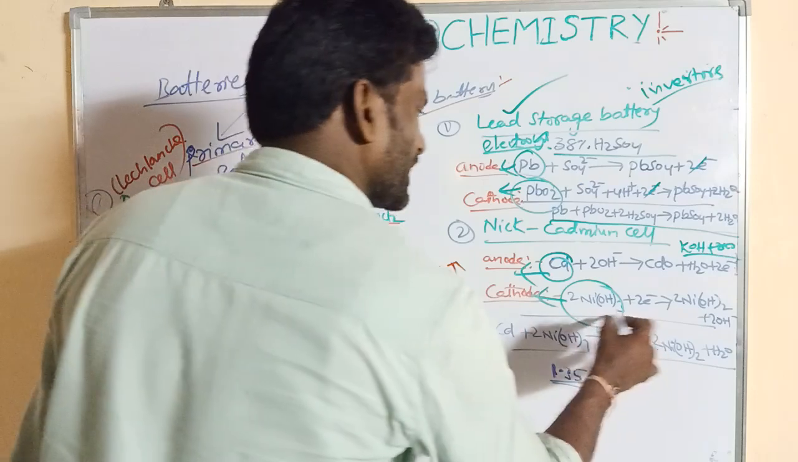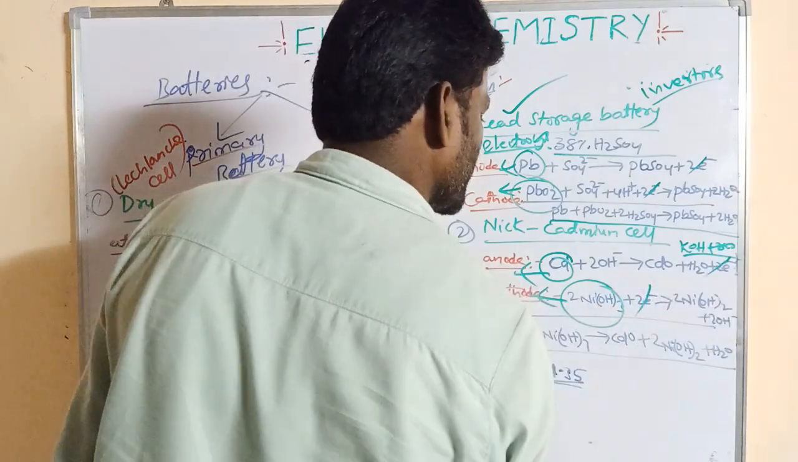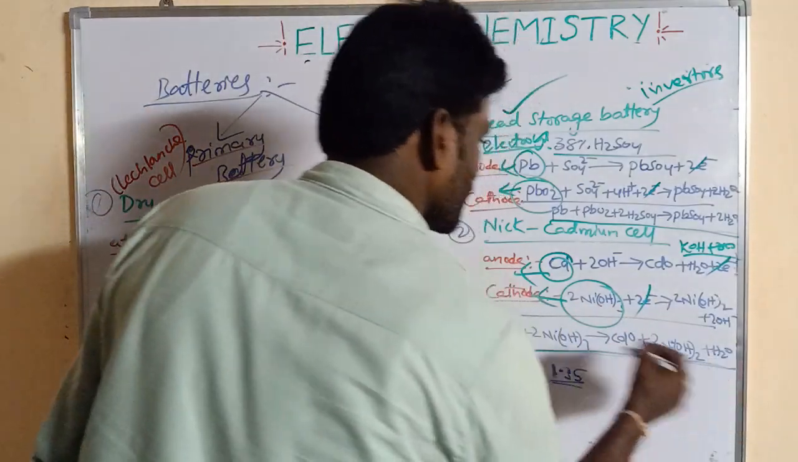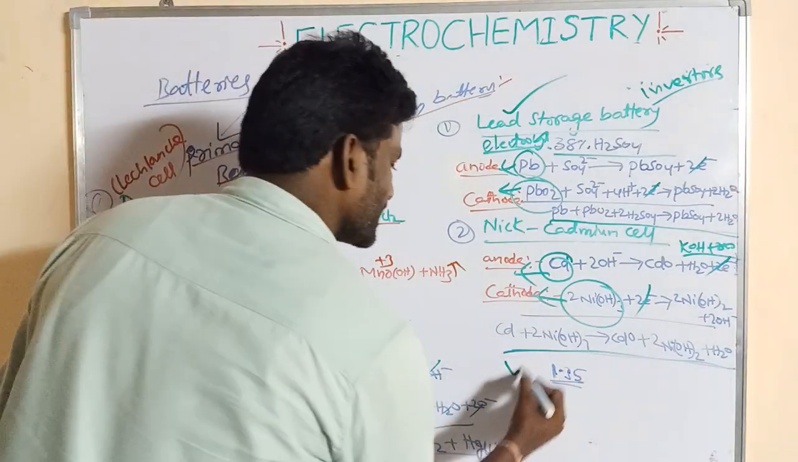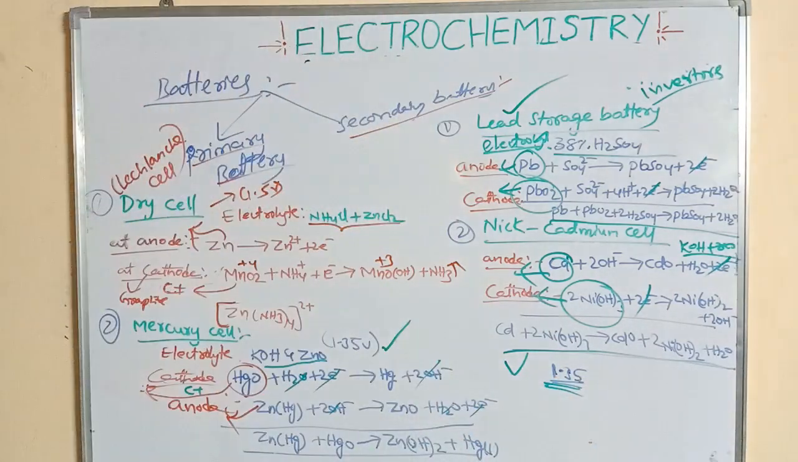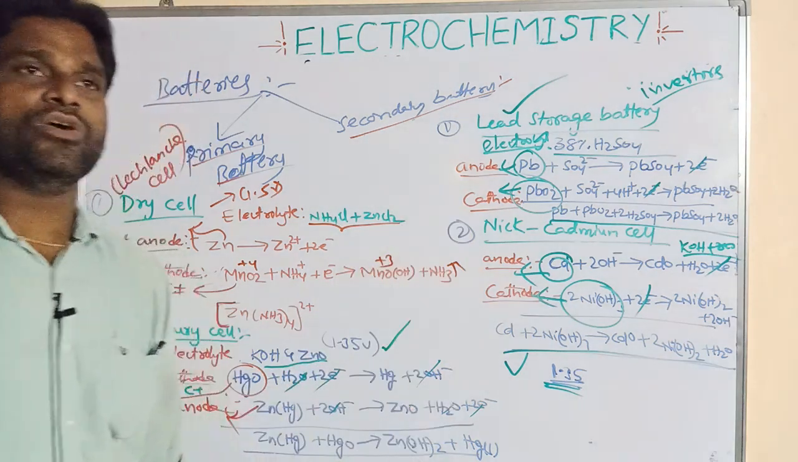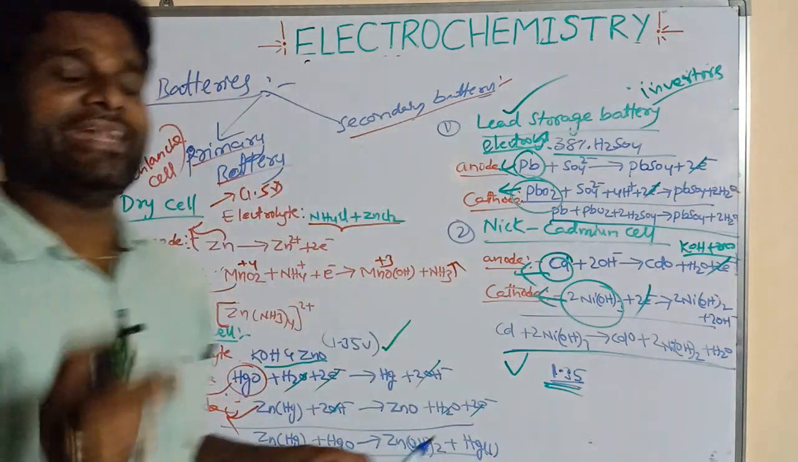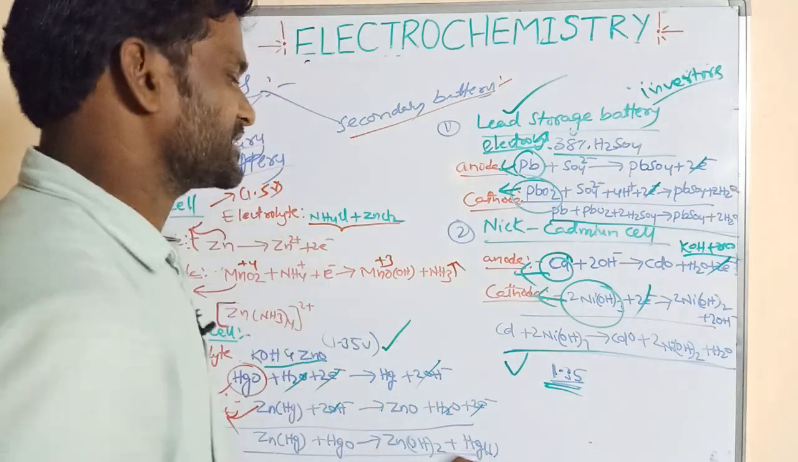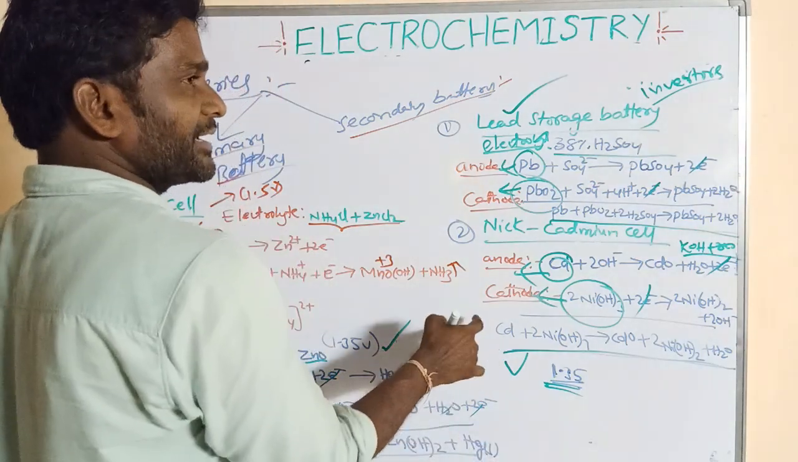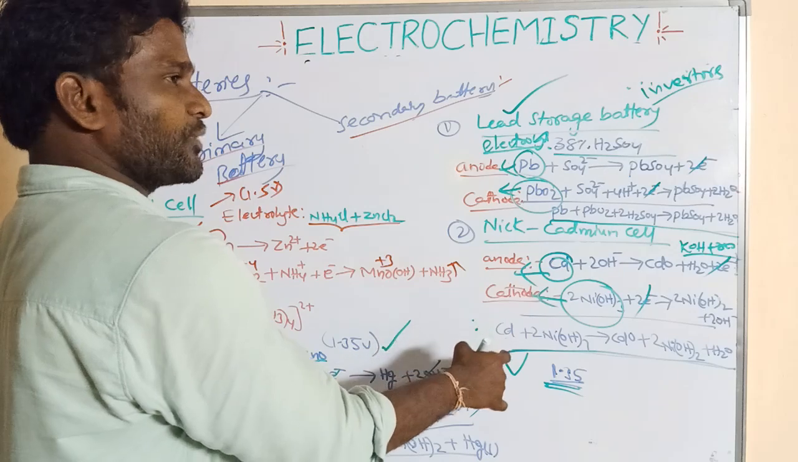So this is the total reaction, these electrons are cancelled, and finally we get the net reaction. Its voltage is 1.35 volts. So the nickel cadmium cell is used in electronic calculators and electronic watches.